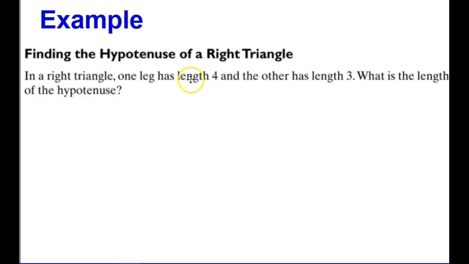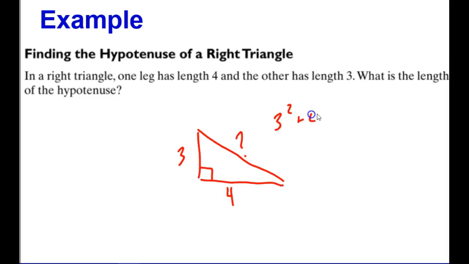Now we're going to look at this example. In a right triangle, one leg has length 4 and the other has length 3. What is the length of the hypotenuse? I always want to start by drawing a general triangle, and here's going to be side length 3 and 4. So that tells me I'm going to have 3 squared plus 4 squared equals c squared. 3 times 3 is 9, 4 times 4 is 16, equals c squared. Then I add those, so 25 equals c squared.